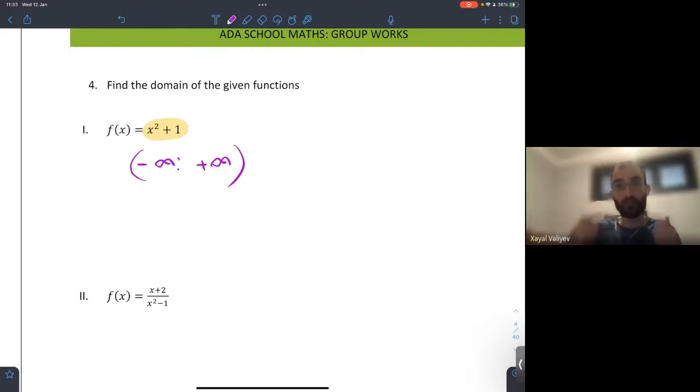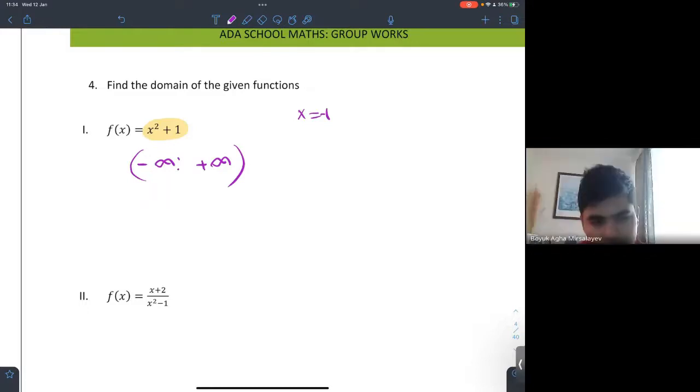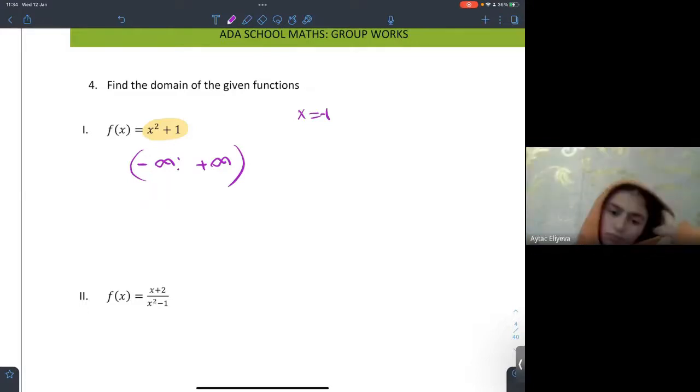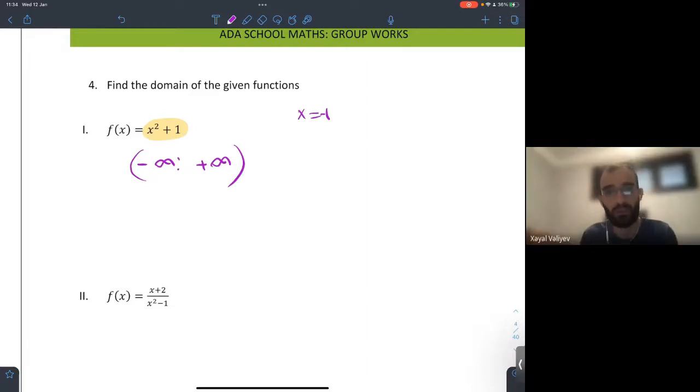Because that is x squared plus 1, there will be no trouble for us when we choose a negative number. If you choose x as negative 1, do you think you will face any problem with x squared plus 1 if x is negative 1? Do you think any problem we will face? No, because x squared plus 1 at negative 1 will be 2. No problem we will have there.